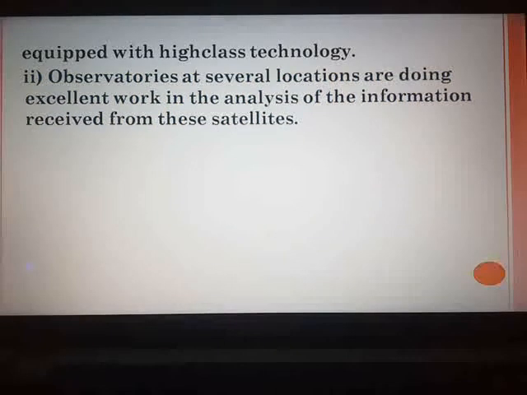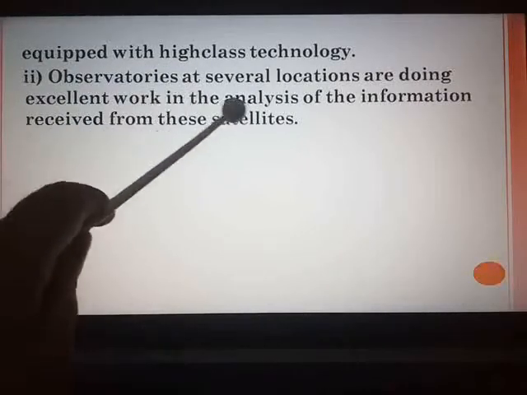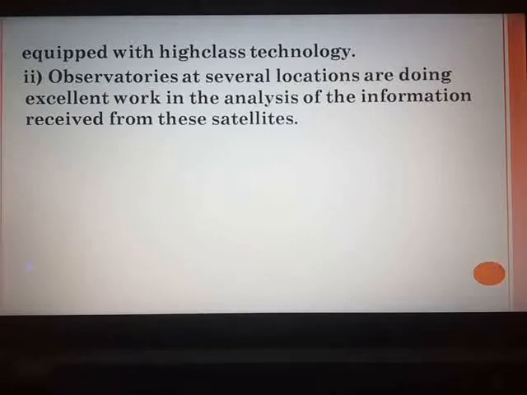Second point, observatories at several locations are doing excellent work in the analysis of the information received from these satellites. This is the second last line of the second paragraph under India Meteorological Department. You have two paragraphs there. In the second paragraph, second last line, you will get the second point: observatories at several locations are doing excellent work in the analysis of the information received from these satellites.